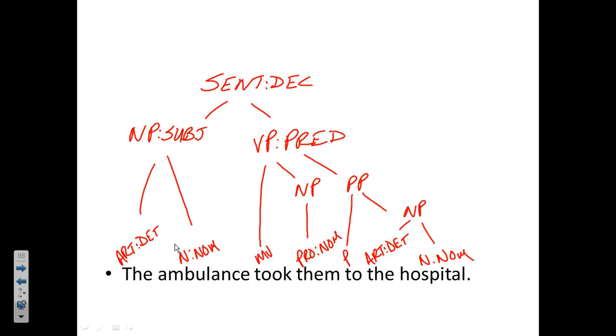The ambulance took them to the hospital. The ambulance is the noun phrase subject. Took is the main verb, so it's part of the verb phrase predicate. Them is a pronoun. It's nominal. It's naming the people. It's a noun phrase by itself, which goes into the predicate. To the hospital tells us where they took them, so we don't have a label for that yet, but it goes into the predicate because it's describing the main verb took, and the sentence is declarative.